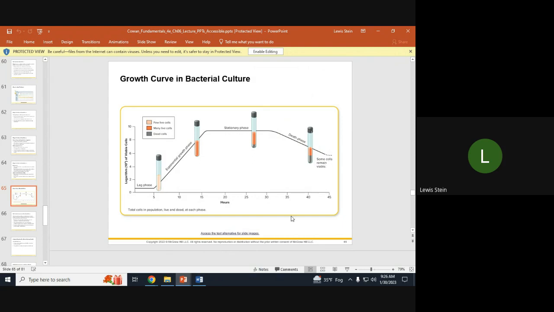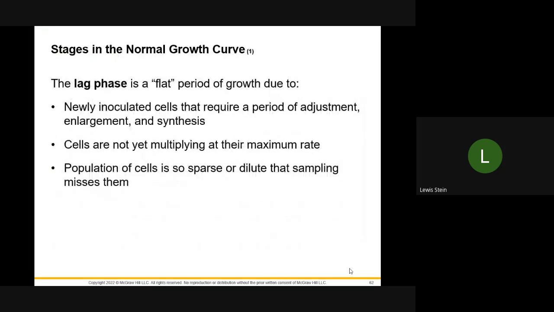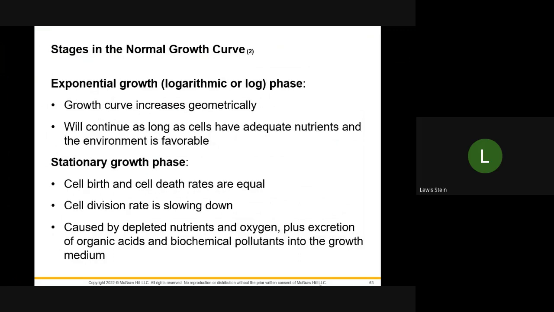But there are some very interesting nuances with this, and they're so important when we begin to look at how we generate things in the laboratory. So I'll backtrack and get back to the discussion of what it is. The lag phase: newly inoculated cells, period of adjustment, enlargement, synthesis. They're not multiplying at a really large rate. You really can't see them, and they're sparse. So it's very, very difficult to see.